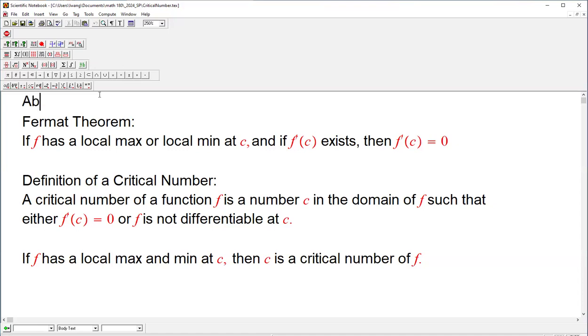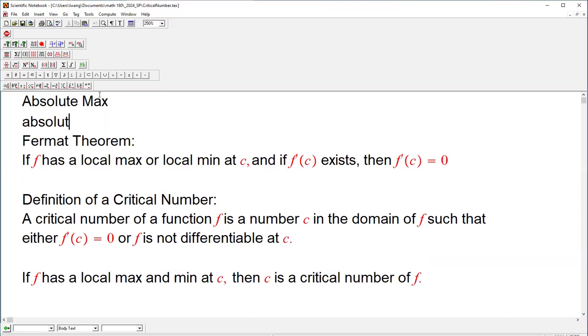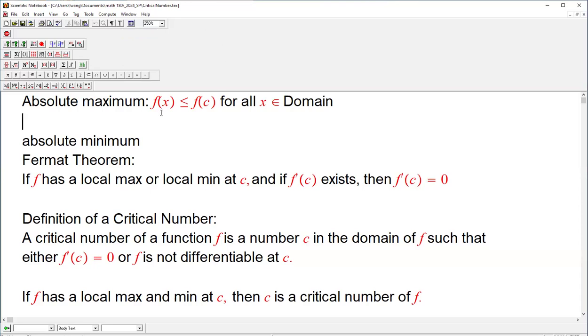In class, we defined what is the absolute maximum and what is the absolute minimum. The definition of absolute maximum is that there's a function defined on its domain, and every possible value is no bigger than the value at C, for all of the x in the domain of the function. If this is true, then f of C is the absolute maximum.